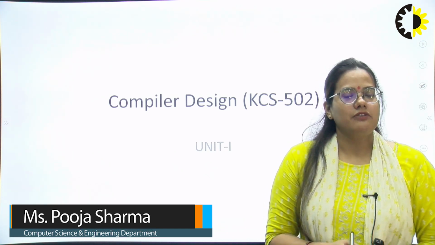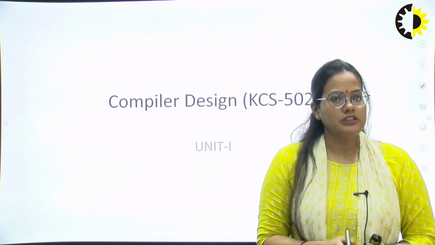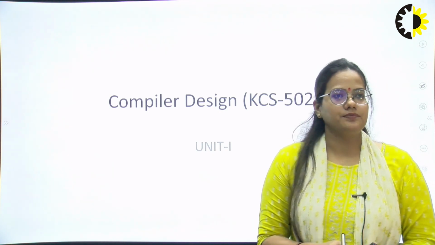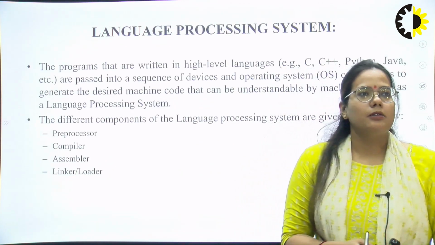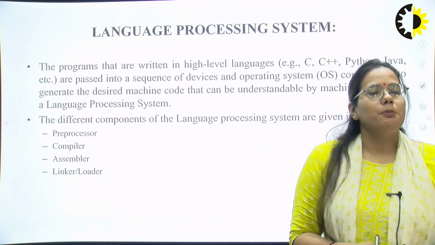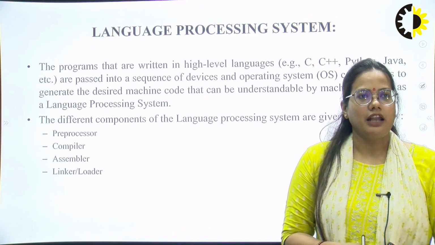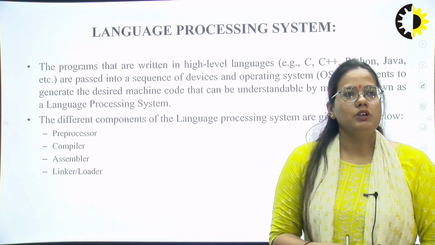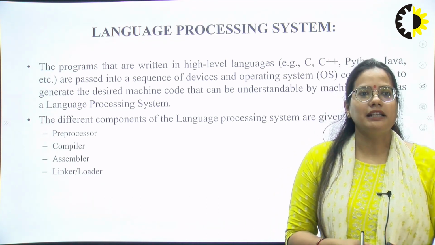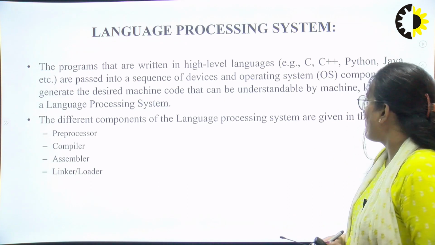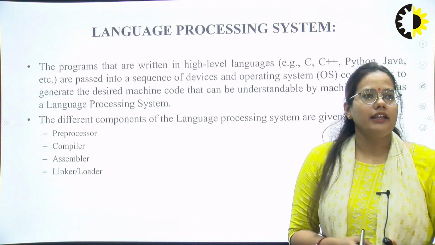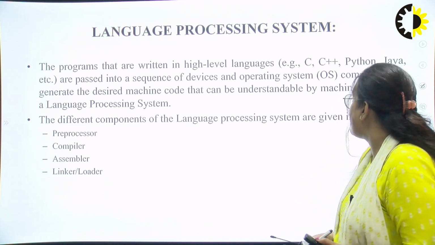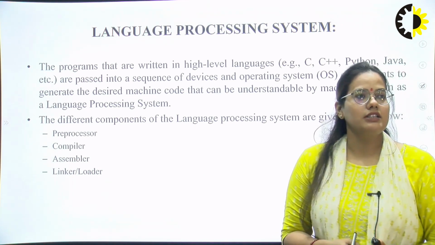In today's lecture, we will discuss the language processing system and phases of compiler in compiler design. Okay, now language processing system. The programs that are written in high level language, that is C, C++, Python, Java, are passed into a sequence of devices and operating system components to generate the desired machine code that can be understood by the machine, known as our language processing system.